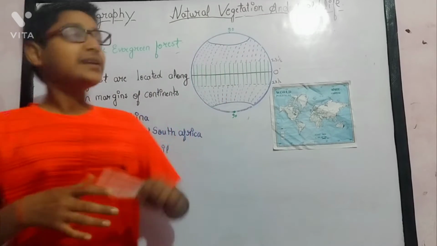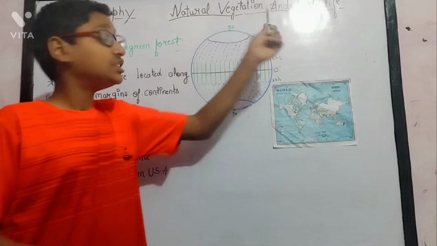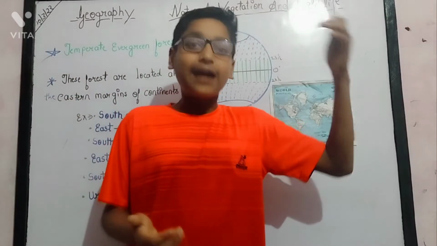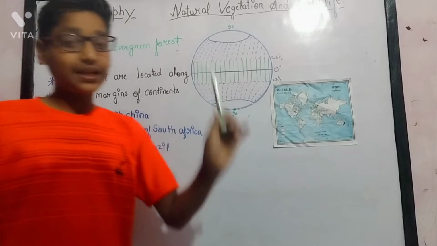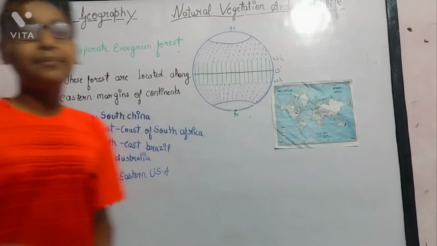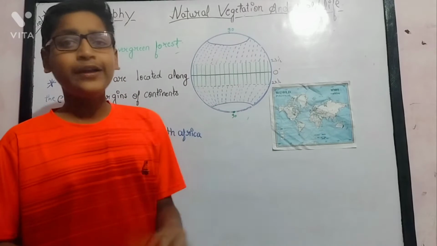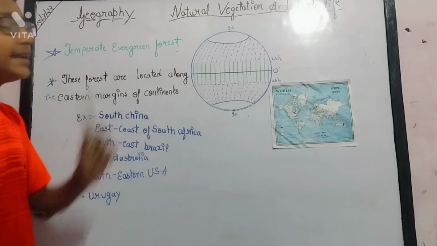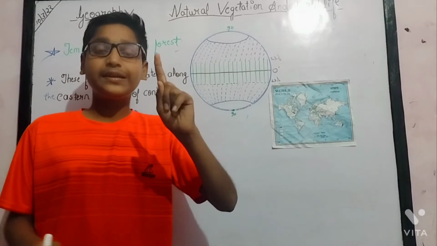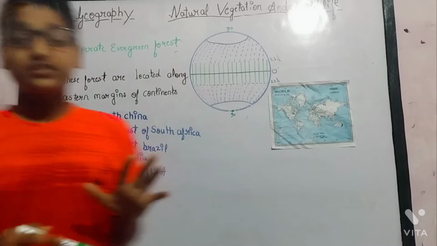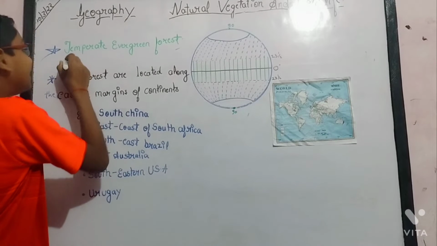From our chapter Natural Vegetation and Wildlife, we have understood what vegetation and wildlife are. So we will understand how the forests contain this vegetation and wildlife. We have completed the tropical evergreen forest and the tropical deciduous forest, and now it's time for the temperate evergreen forest. In the previous video, in the first forest, we studied the tropical evergreen forest, but now there is the temperate evergreen forest.